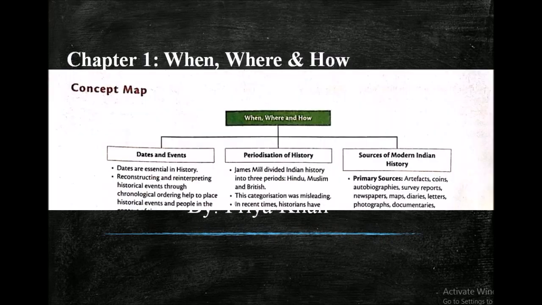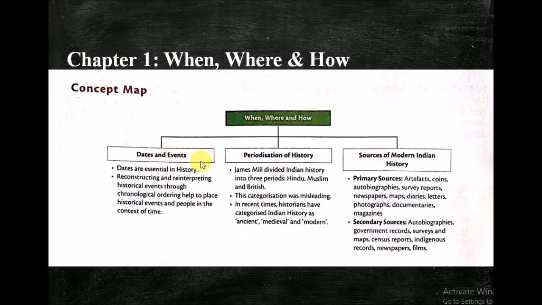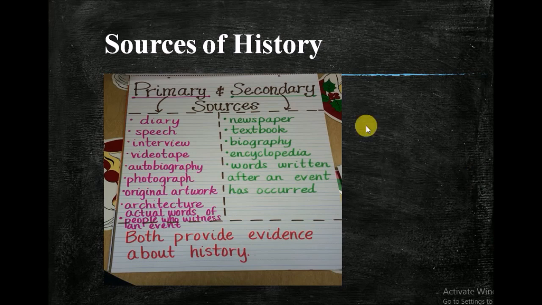In our last class, we have briefly discussed dates and events, and the periodization of history, that is, the division of history. In today's class, we will be discussing the various sources of modern Indian history. So let's get started. Sources of history can be categorized into two: primary source and secondary source.